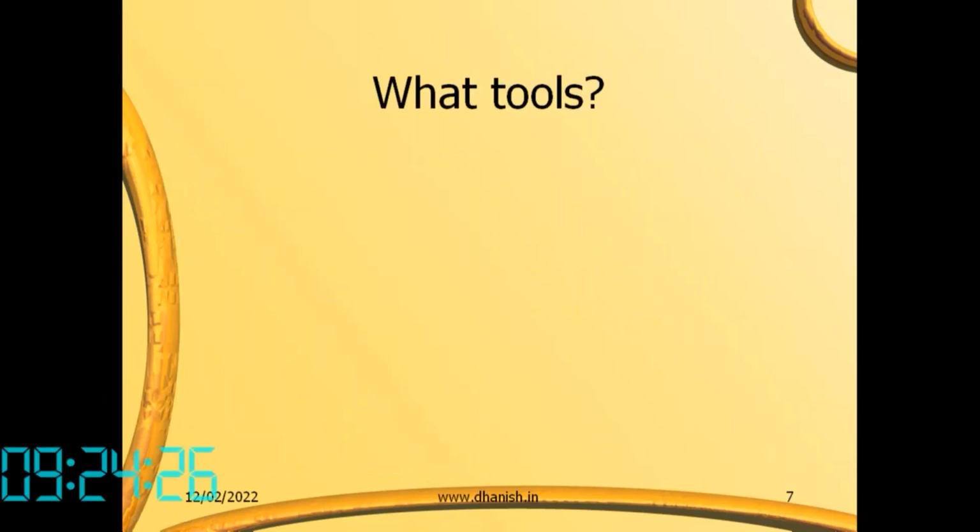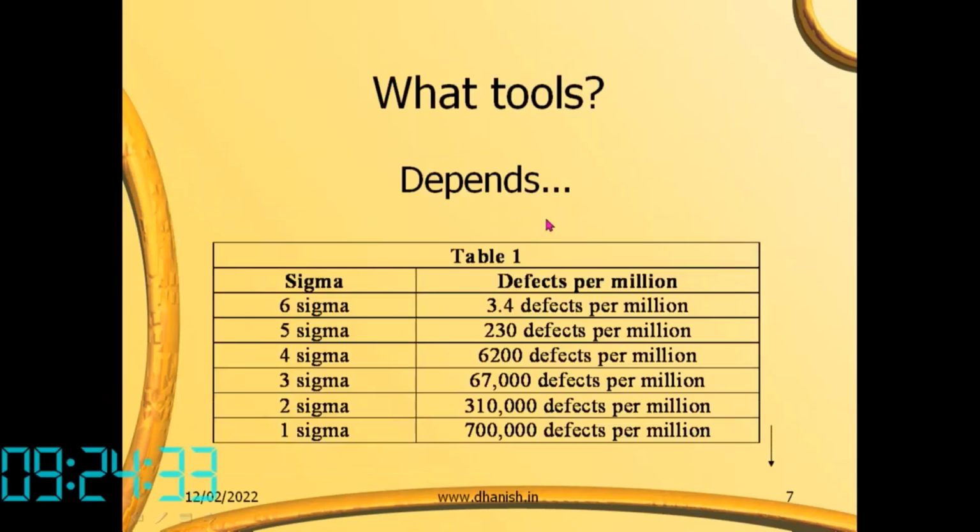So what are the tools to be used? That again depends on the quality level. So this is the so-called sigma table and the corresponding defect levels. As we have said, Six Sigma corresponds to 3.4 defects per million opportunities. So what is an opportunity again? We have to define. We'll see that later.